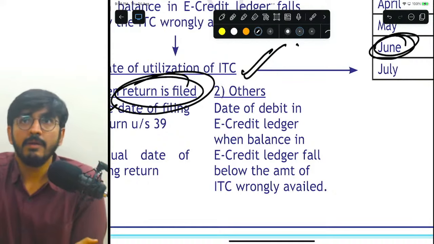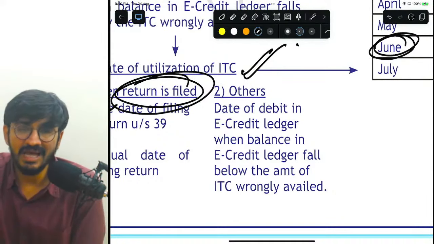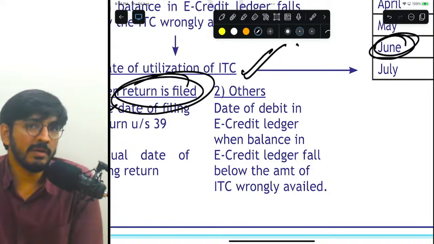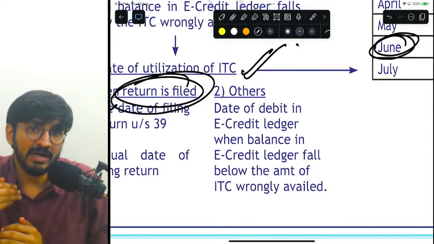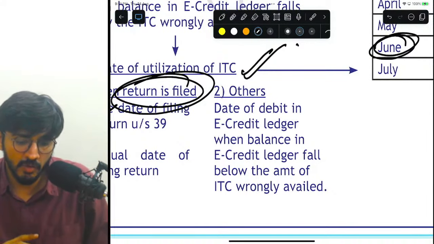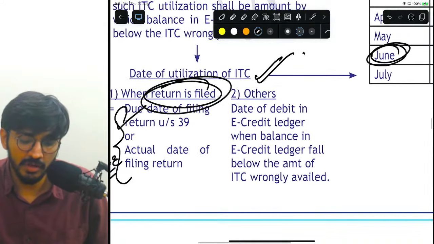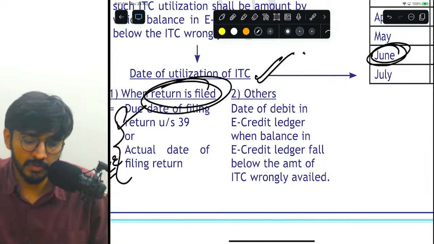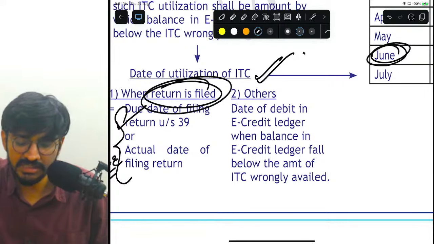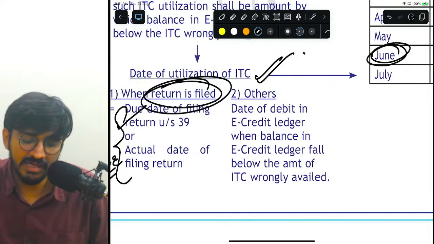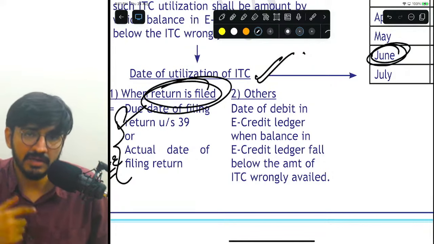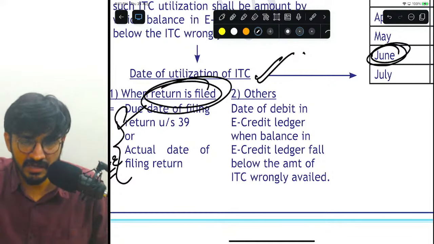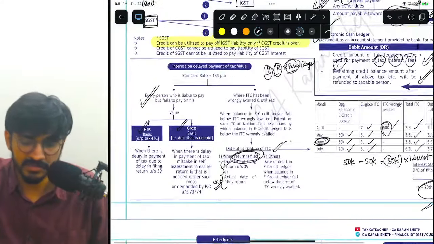Now there is another case. I have not filed a return, but I have wrongly utilized ITC, and the department tells me through a demand order. In that case, since I have not filed a return, there will not be a due date of filing return or actual filing of return. Which is why the date of debit in the e-credit ledger, when the balance falls below the amount of wrongly availed ITC, will make sense. You will take the date of debit in the e-credit ledger as the relevant date from where interest starts.